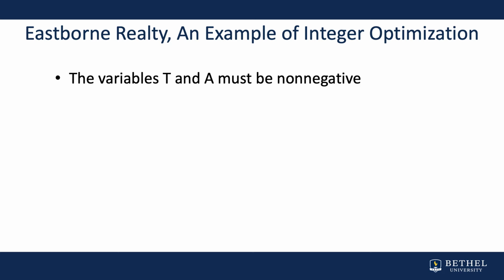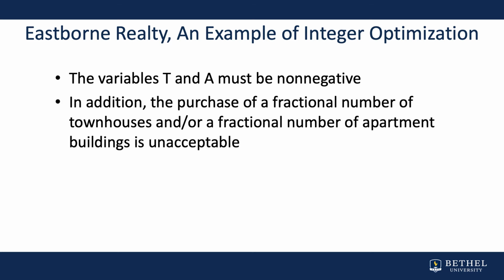One other constraint we have is that the variables T and A must be non-negative. We can't buy -1 townhomes or -1 apartment buildings. That won't work. And in addition, the purchase of a fractional number of townhomes and/or a fractional number of apartment buildings is unacceptable. That's the nuance that we have to now address when we start dealing with integer linear programming. You can't buy half of a townhome.